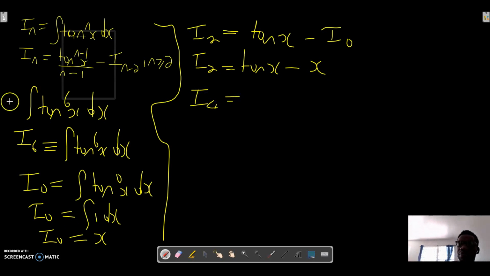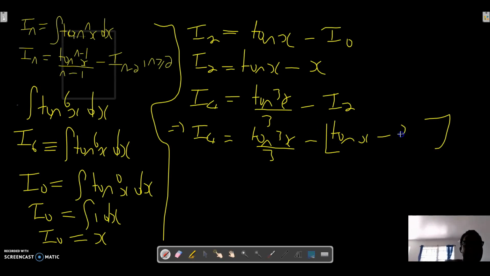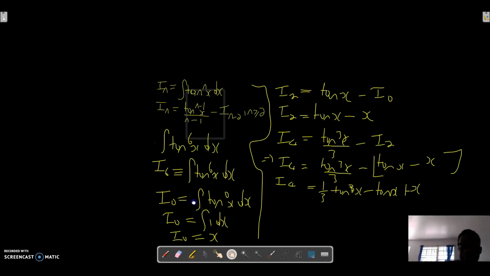I4, going back to the reduction formula and replacing n by 4, would be tan cube x over 3 minus I2. But we have I2, so this implies that I4 is equal to tan cube x over 3 minus I2, which is tan x minus x. And you can break that down. I4 equal, and you could even write it as 1/3 tan cube x minus tan x. Alright, let me write this properly. Minus tan x plus x. Alright, reduce this to get some space now.